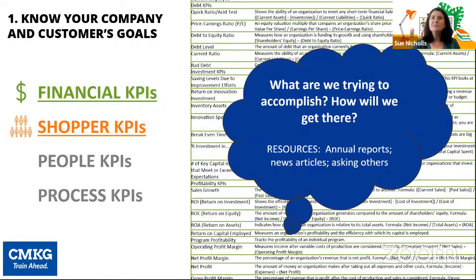And so if you're not sure of those things, especially for your company or for your customers, it is a really critical first part. Some of the resources you can access are the annual reports, news articles, asking other people, talking to your manager. But it is a really, really critical thing for you to build your business acumen and understand strategically, where are we trying to go?